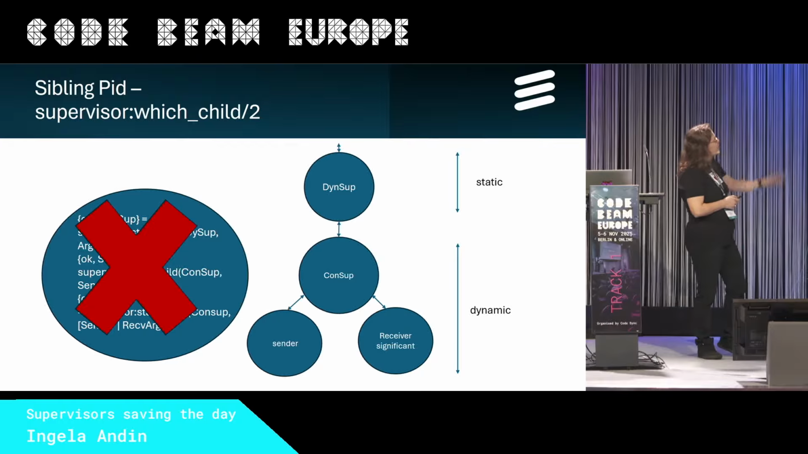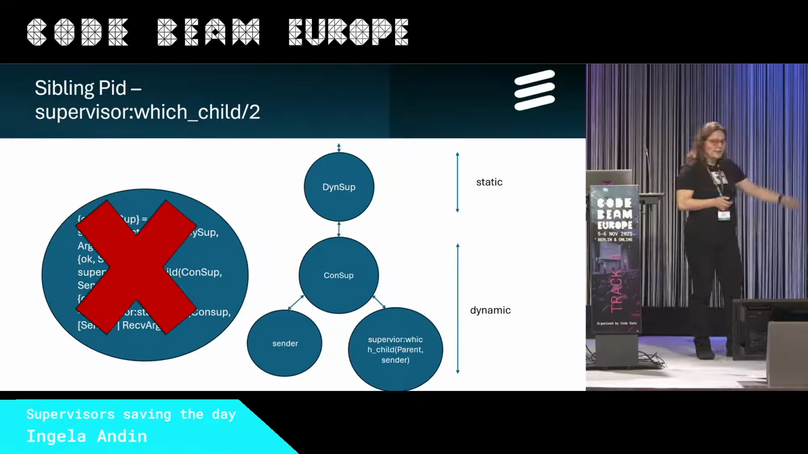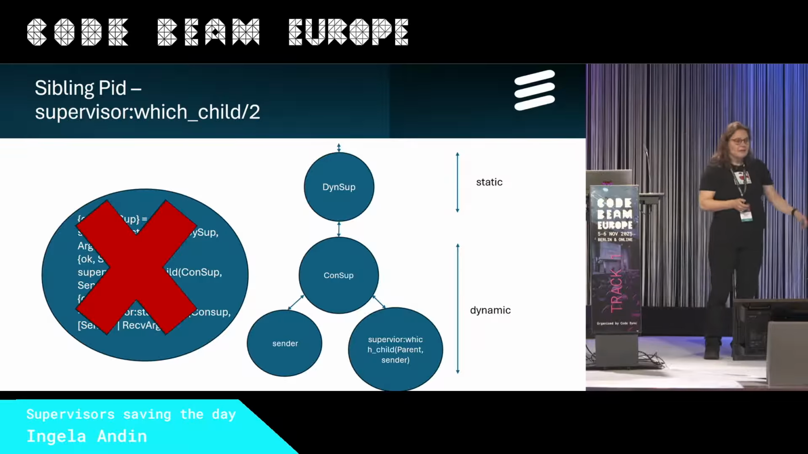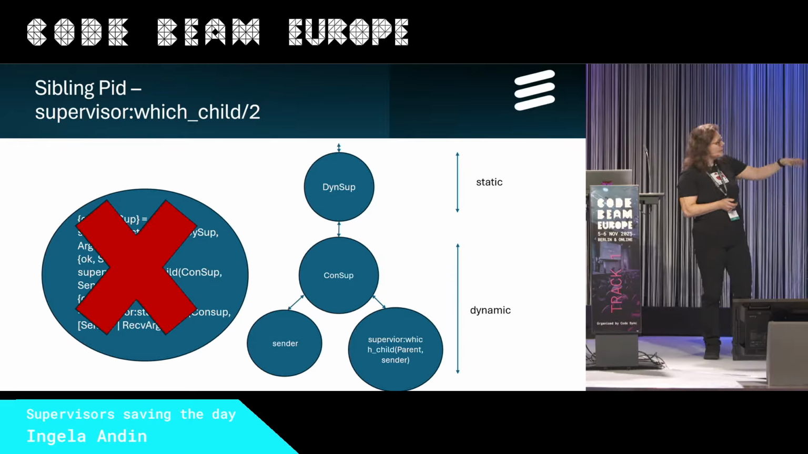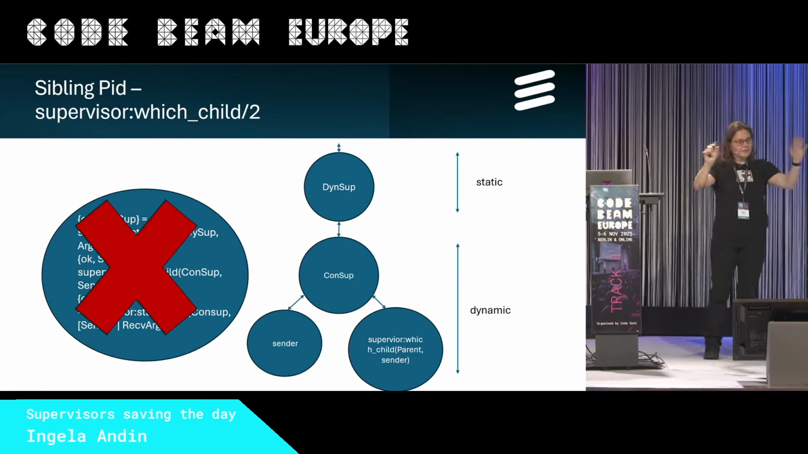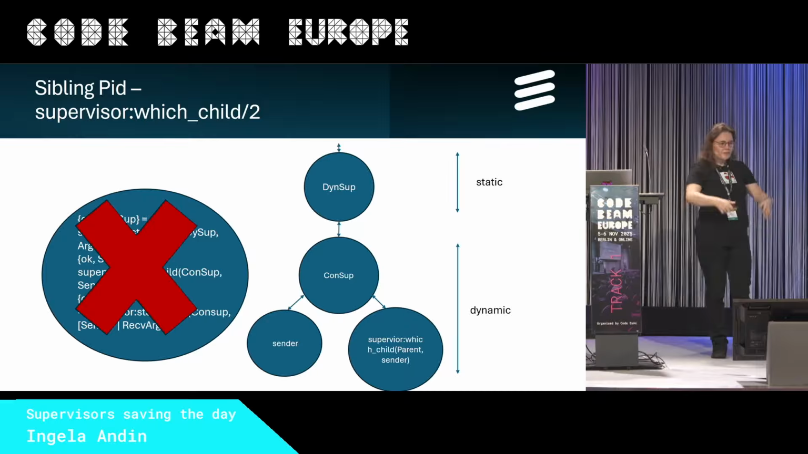But with supervisor which child, I can now let the supervisor start my processes, and the supervisor can provide its own PID to the child that can ask, okay, the sender process, what PID does it have? So now I can start everything from my supervisor. I don't have to write any special code, spawning anything, or doing anything special, and I'm happy.